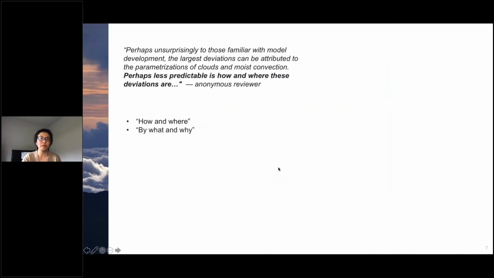We submitted some of the results that I'm talking about today to GMD, and one anonymous reviewer said in his comment that perhaps unsurprisingly to those familiar with model development, the largest deviations, I think he meant sensitivities, can be attributed to the parameterizations of clouds and moist convection. Perhaps less predictable is how and where these deviations are. We certainly fully agree with the reviewer. And in addition to this how and where the sensitivities are question, we think there is also the next set of questions that we need to ask, which is what components of the model have caused these changes and why?